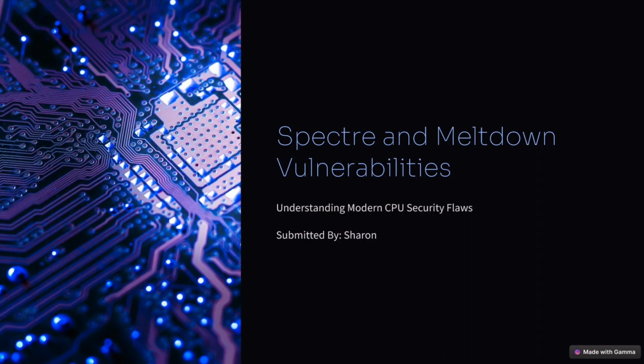My name is Sharon. Today I'll be discussing Spectre and Meltdown, two major vulnerabilities that affect modern CPUs. These vulnerabilities expose sensitive data and pose serious risk to personal computers. Let's begin by understanding how these issues arise in modern CPU architecture.